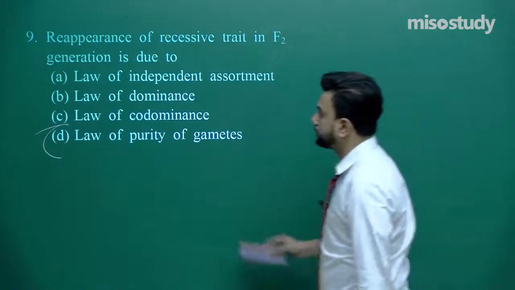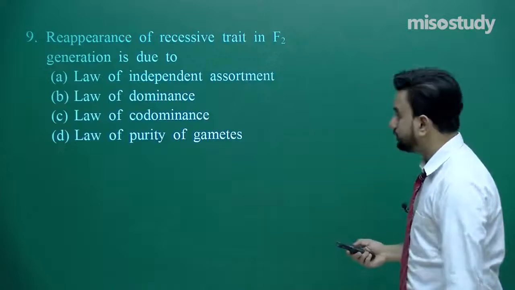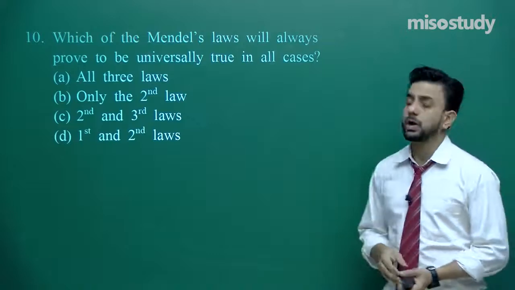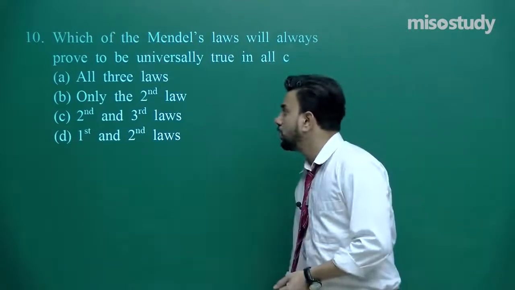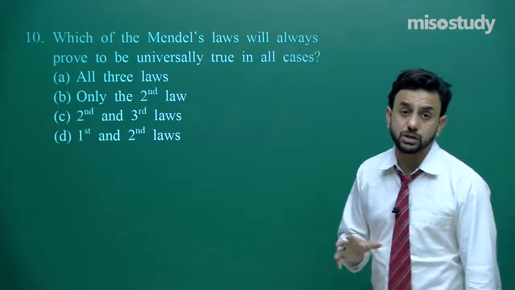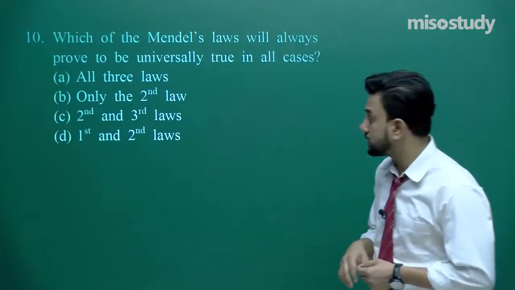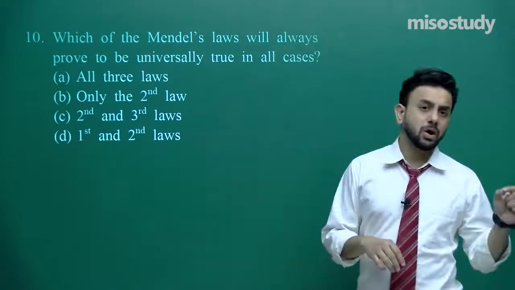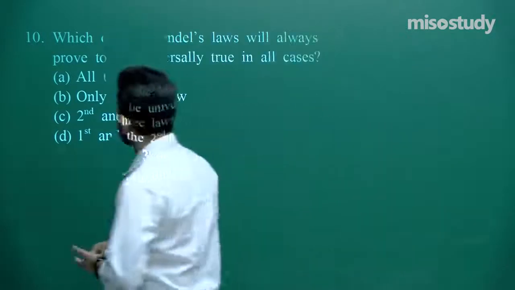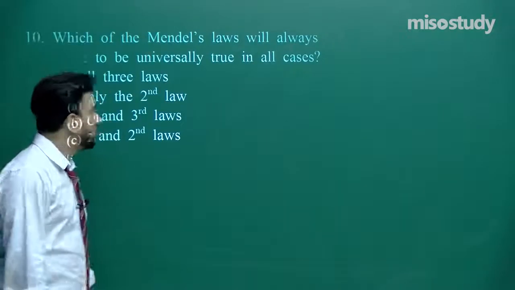What about the next question? Which of Mendel's laws will always prove to be universally true in all cases? The first law is the law of dominance, the second is the law of segregation or the law of the purity of the gametes, and the third is the law of independent assortment. We all know that the second law, the law of segregation, is universally acceptable. Only the second law. Why?